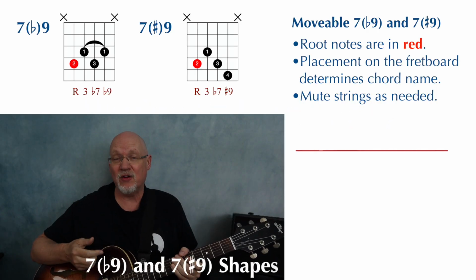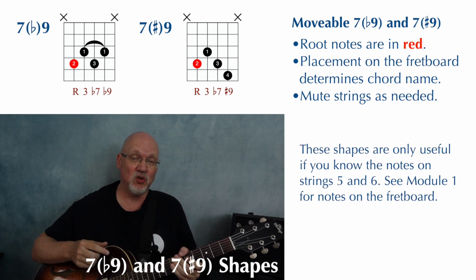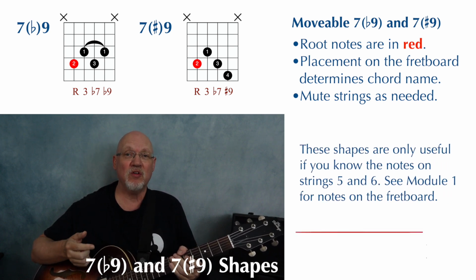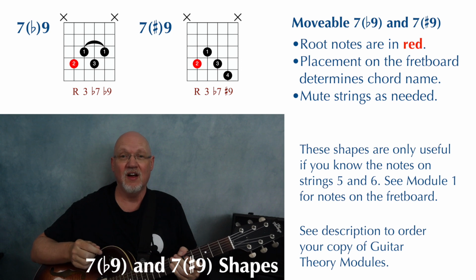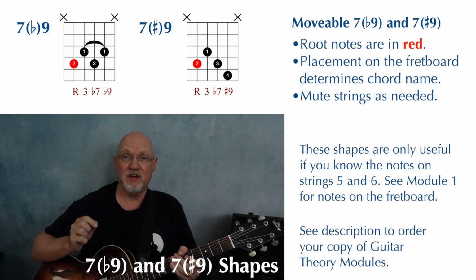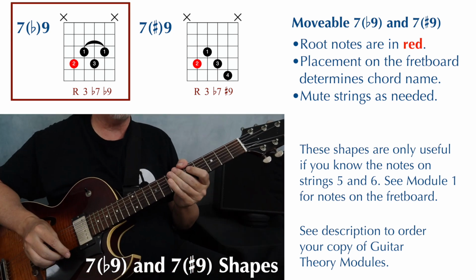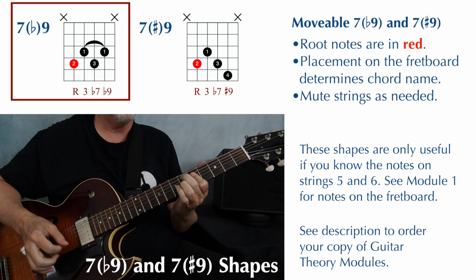Being able to write out 7 sharp 9 and 7 flat 9 chords is all well and good, but of course you want to be able to play them on the guitar. So I'm going to show you a movable 7 sharp 9 and a movable 7 flat 9 with a root on the 5th string. Let's look at the 7 flat 9 first.